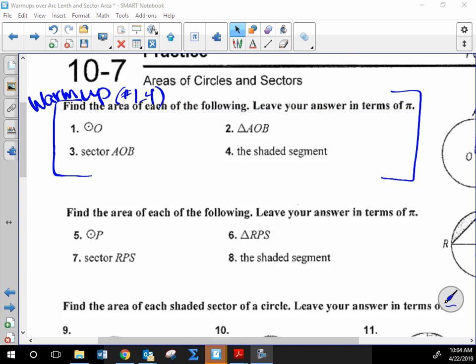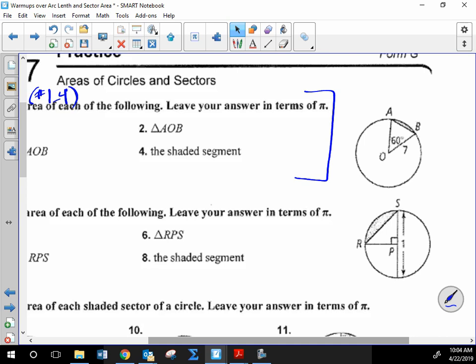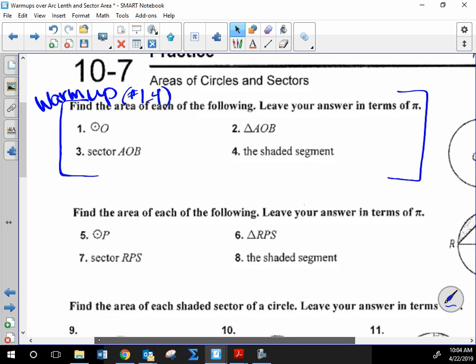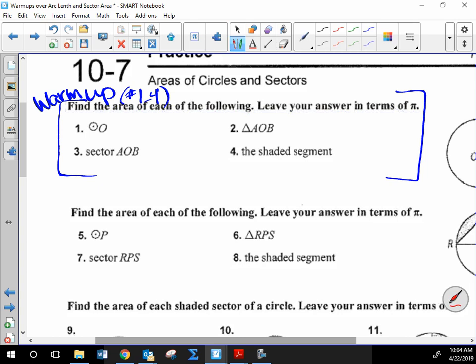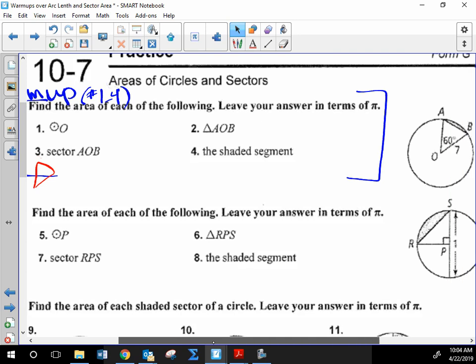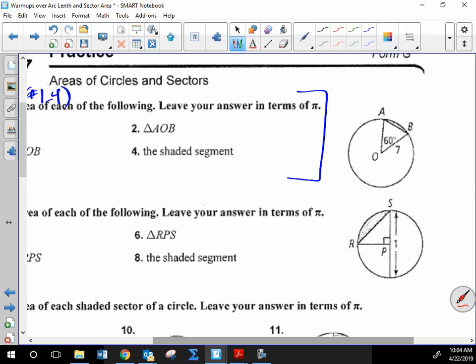So for our warm-up here, again, what we have is our triangle within the circle. And it's asking for answers in terms of, so they ask us to find the area of the circle, easy peasy. And then number 2 says the triangle, so it's actually drawing our height to find the area for our triangle. And then it says sector, we talked about how the sector is our wedge. And then the shaded segment, which is actually written there. And they call that the segment of the circle.